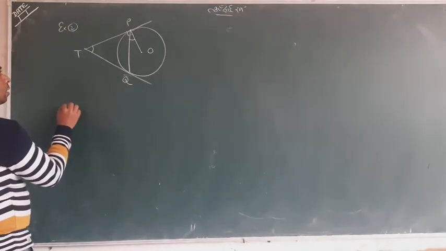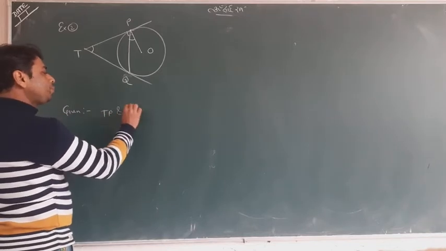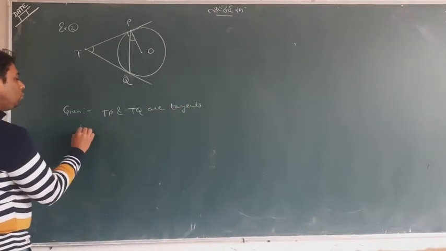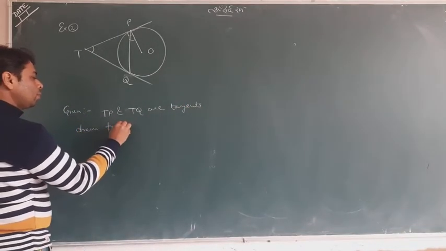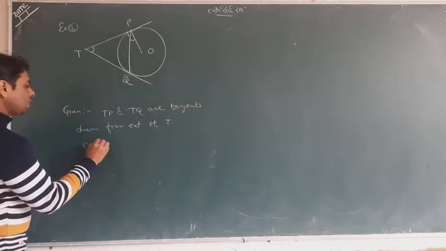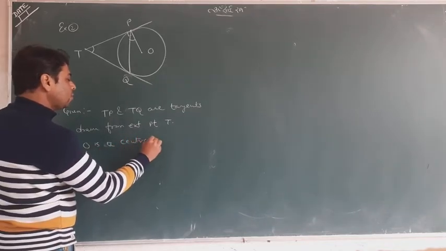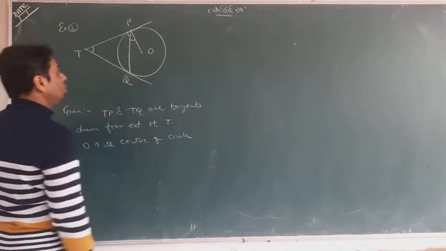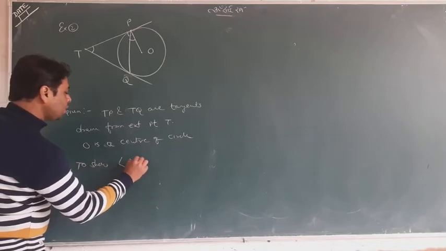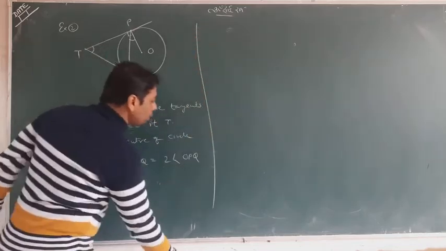Okay, given: I would start with given that TP and TQ are tangents drawn from external point T. O is the center of the circle. To show: angle PTQ is equal to twice angle OPQ. This is to show. Now how can we show it?